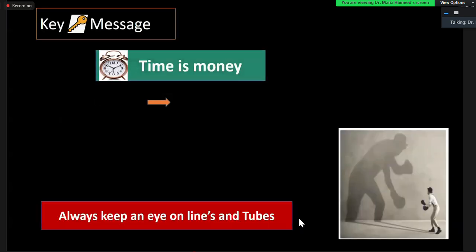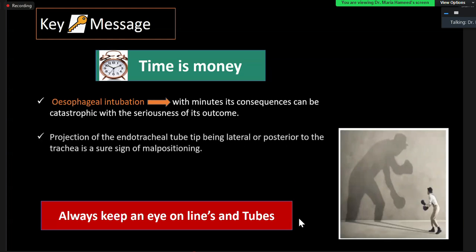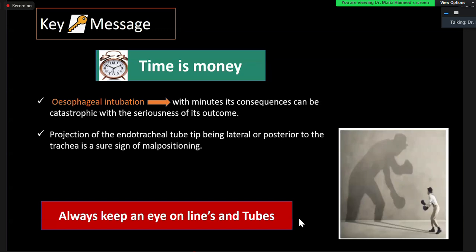My key message on this particular case is time is money, and don't miss this esophageal intubation emergency, because it has very catastrophic effects. Always make it a habit, before commenting on anything else, to look for the lines and tubes and their related complications, other than the pathology. And also, a radiologist would be the first one to diagnose this.